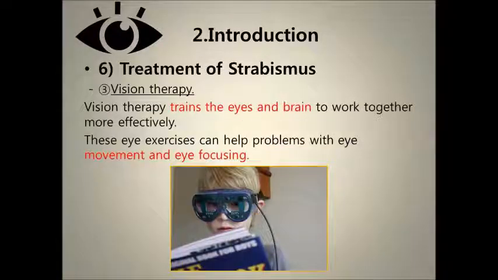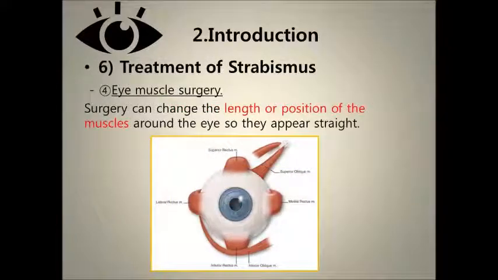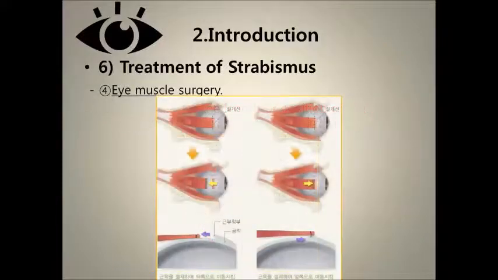Vision therapy. Vision therapy trains the eyes and brain to work together more effectively. These eye exercises can help problems with eye movement and eye focusing. Eye muscle surgery. Surgery can change the length or position of the muscles around the eye so they appear straight.